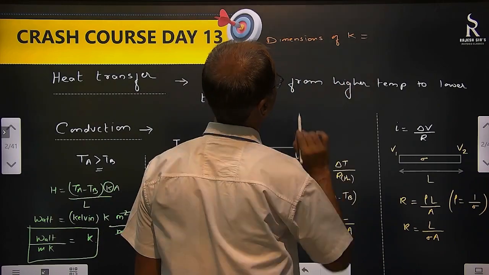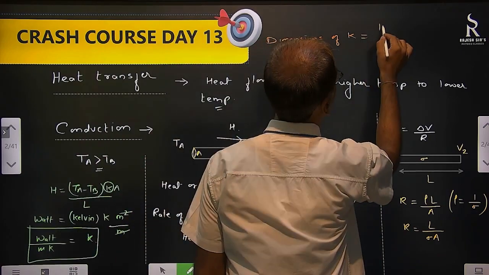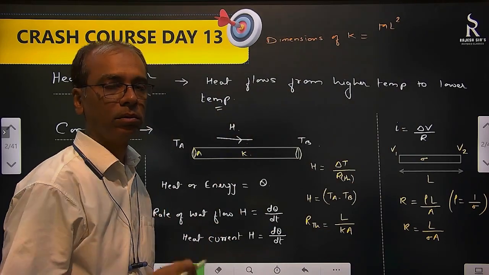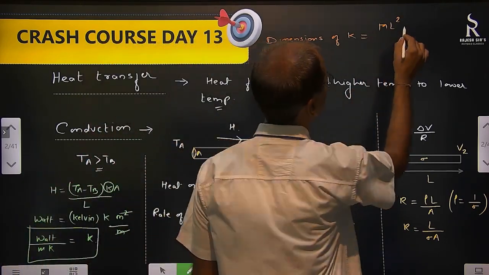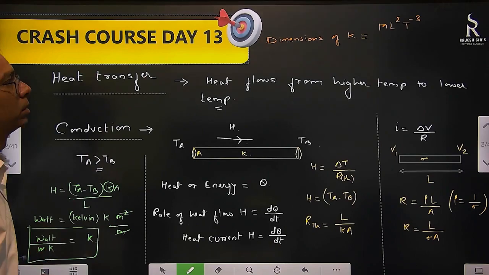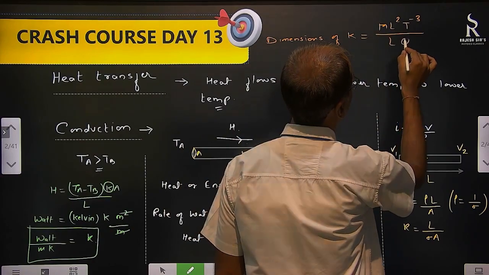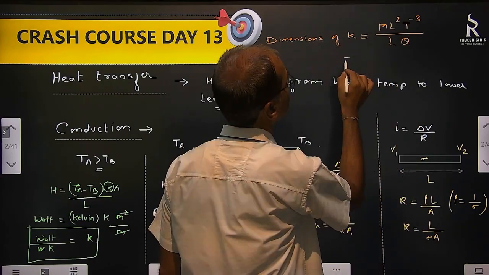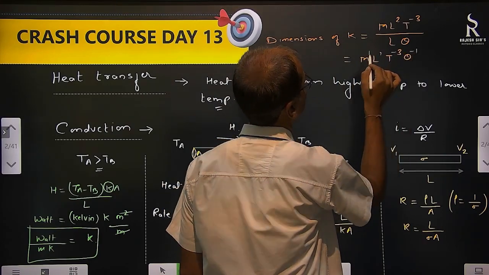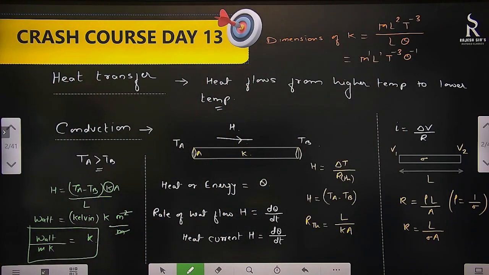So first we are going to write the dimensions of power. Power is energy per unit time. Energy is M L square T to the power minus 2, and per unit time, so time also will go up: M L square T to the power minus 3. That's power. Then by meter, so by meter means L. And then temperature, which I am writing as theta, Kelvin. So what we are getting? M L T to the power minus 3, theta to the power minus 1, M to the power 1. So this is the dimension of thermal conductivity. Okay, right?